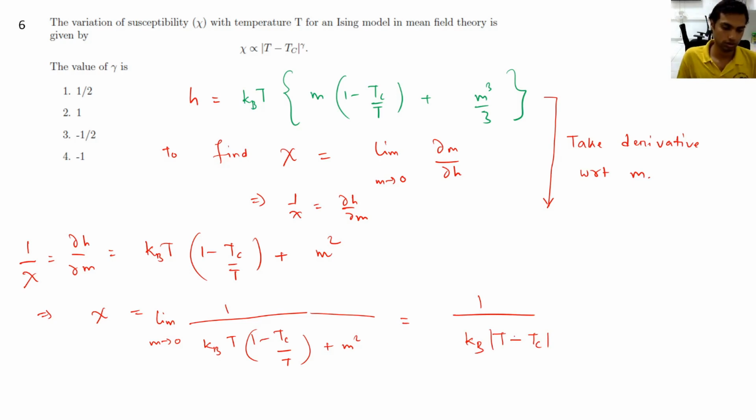Okay, so what we have is chi is directly proportional to T minus Tc to the power minus 1. Okay, so your correct answer is minus 1, which is this. Now let us go to the next question.